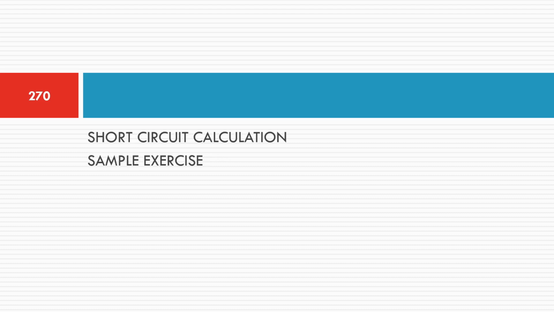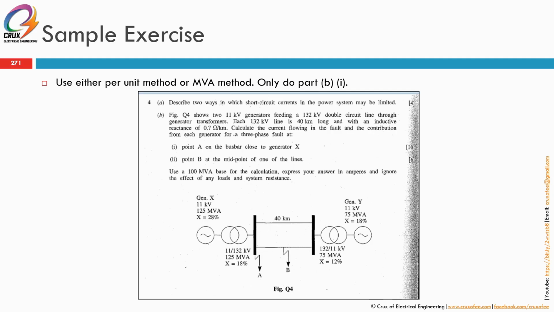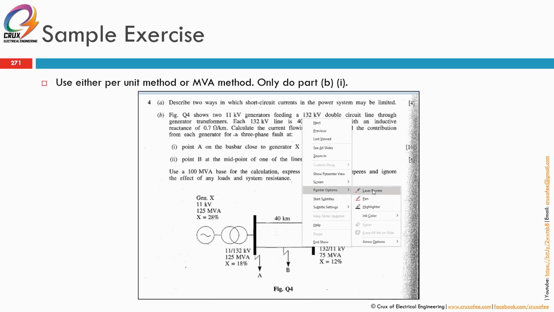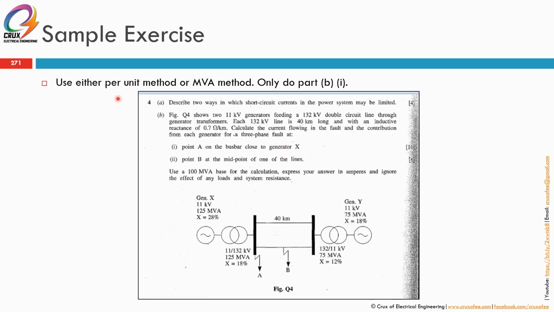Kita sambung dengan short circuit calculation, sample exercise. So tuan-tuan, you can either use per unit method ataupun MVA method. So let's see the question first. So only do part B1.